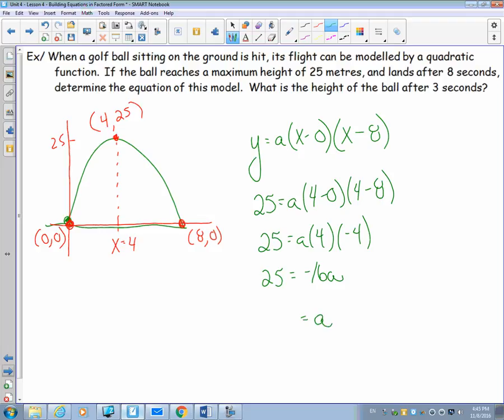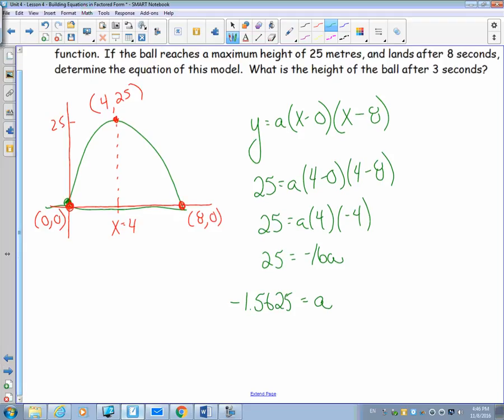And 25 divided by -16 is -1.5625. It's okay to have decimals this time. It's a nice decimal. It ends, not a never-ending decimal like the previous one. Okay, it's negative, which kind of matches my picture because it opens down. A negative value makes sense.